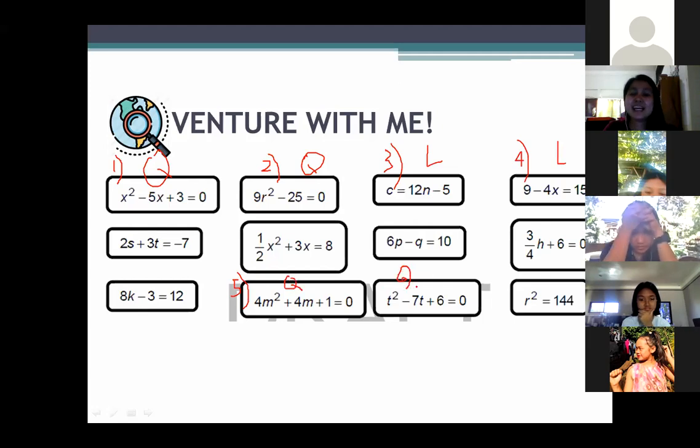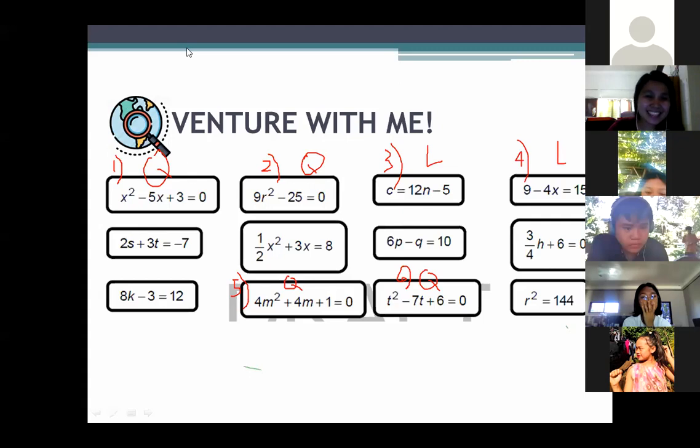Number 6, t squared minus 7t plus 6 equals 0. Smiley or heart? Ready? 5, 4, 3, 2, 1, 0. Very good. The answer is it's a quadratic equation, a heart. Now, can anyone tell me, based on the pattern that you see, how do you know that it is a linear equation?